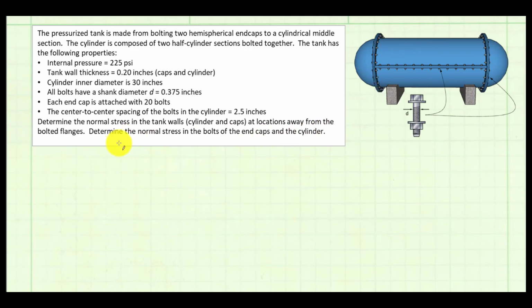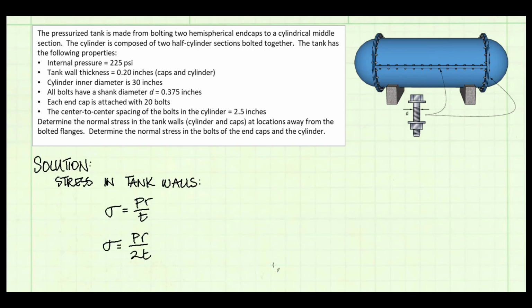We also want to determine the normal stress in the bolts of the end caps and the cylinder. I will first solve for the stress in the tank walls. We're looking away from the bolted flanges because the presence of those flanges will likely influence the stress, but away from the flanges we just have our cylindrical and hemispherical tank walls, and we can solve for the stresses in these segments using the two equations.